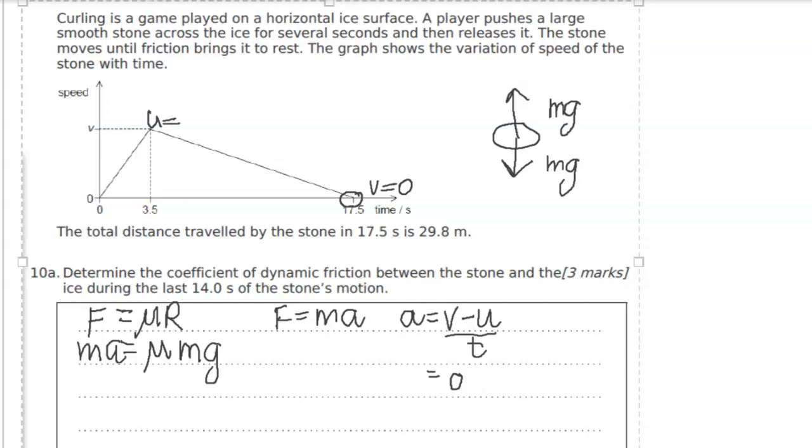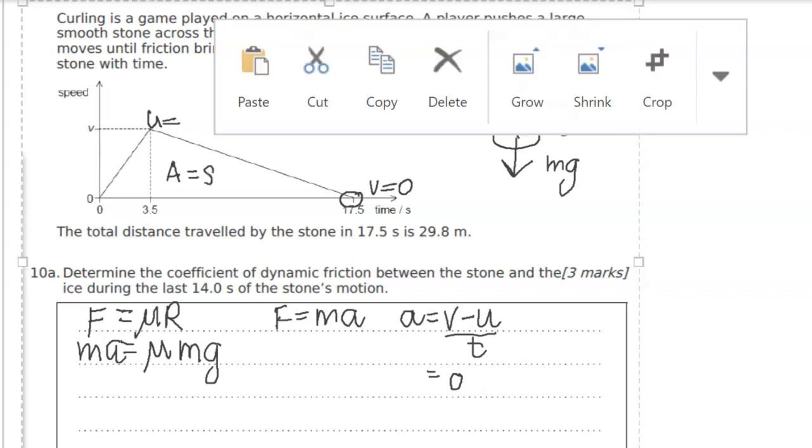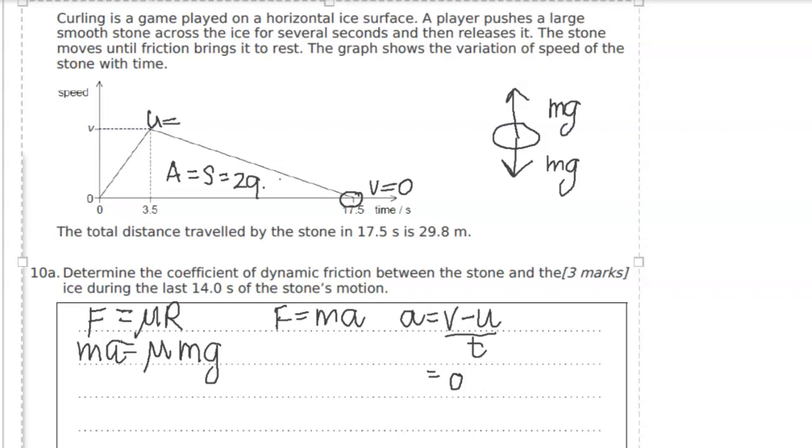And we can do that because they've given us the distance that it travels. And because this is a speed time graph, the area under the graph equals the distance or the displacement. And that we know equals 29.98. We've got this one here at 17.5 seconds, so that's the base, and this is the height.